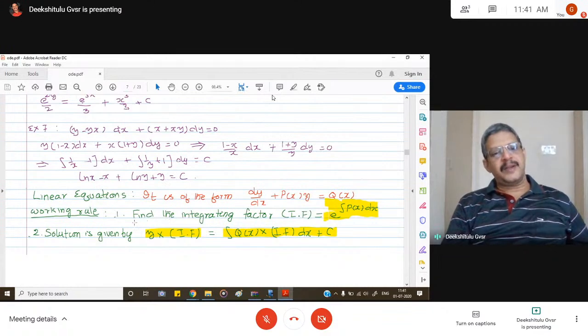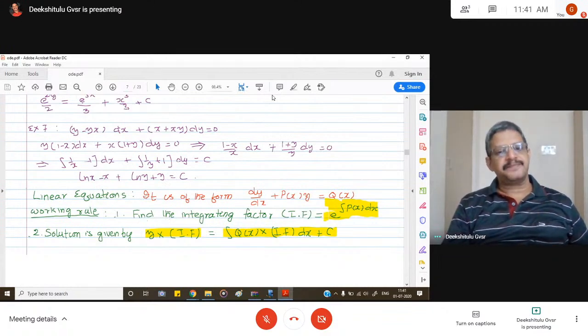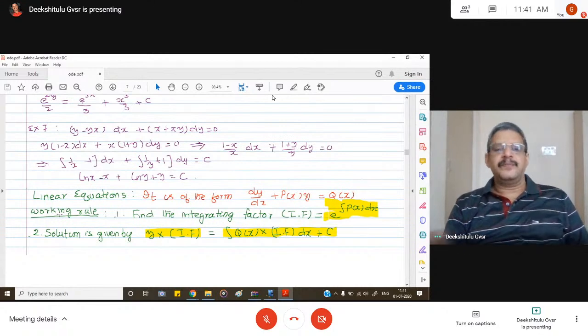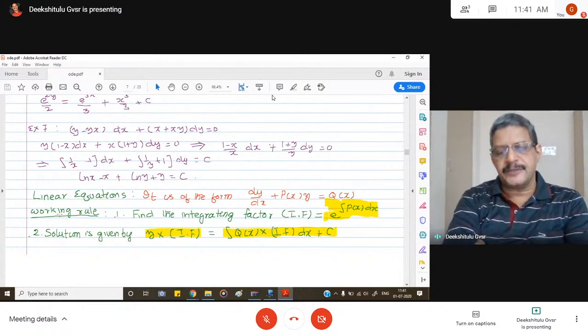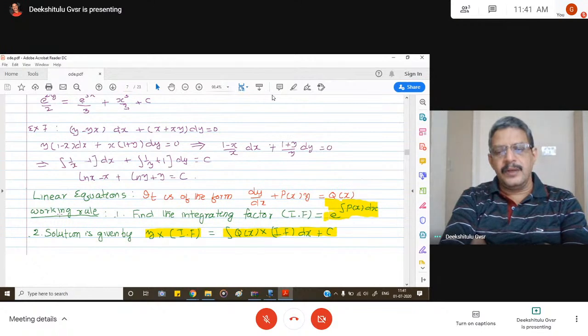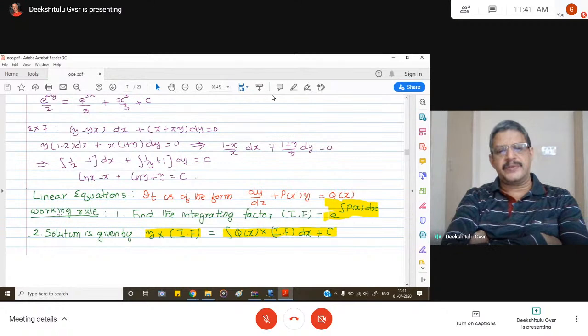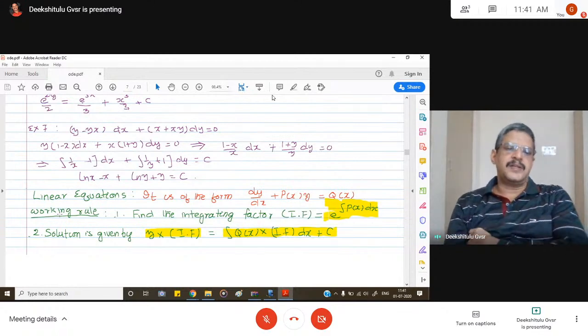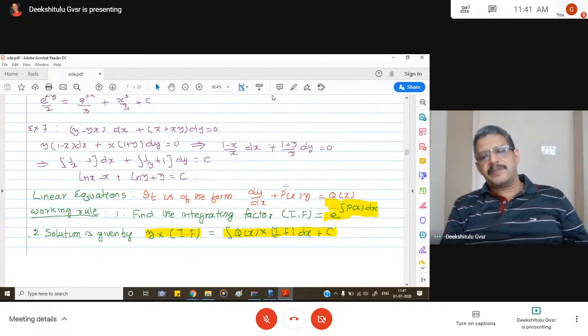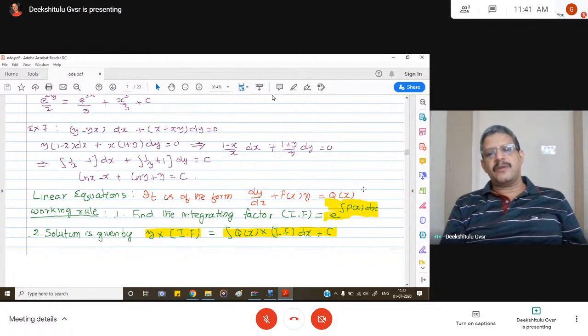The second important topic is linear equations, and we are getting many questions from these linear equations, to find the integrating factor of this linear equation. Directly we are getting questions on this. So the linear equation is of the form dy by dx plus p of x into y is equal to q of x. Remember the standard form, you have to remember it well: dy by dx plus p of x into y is equal to q of x.